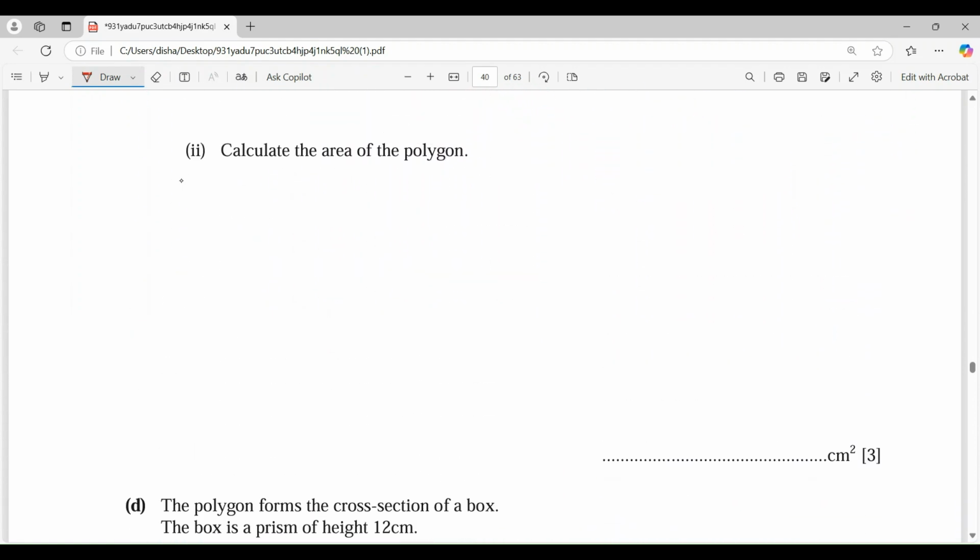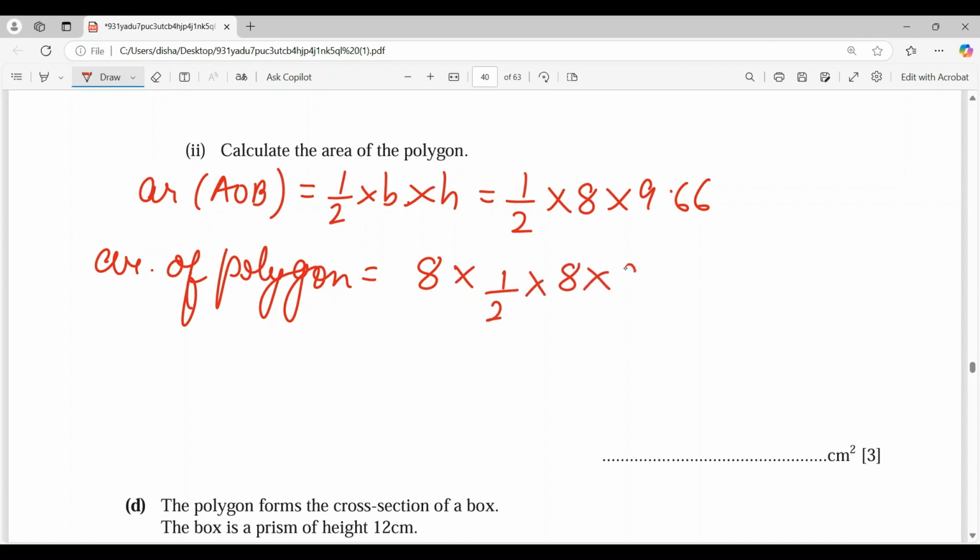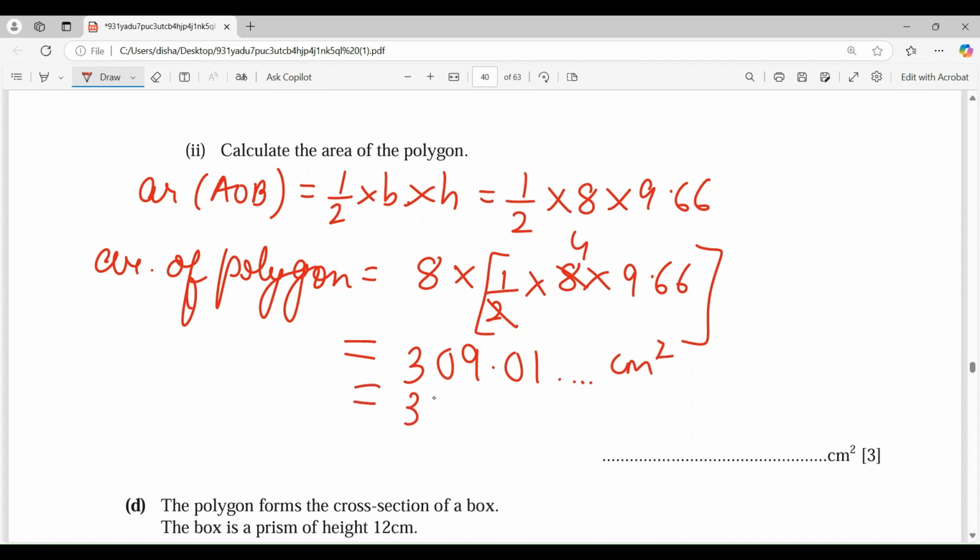So, area of AOB is equal to half base into height. That is equal to half into base 8 into height 9.66. And we have 8 such triangles. So area of polygon will be equal to 8 into half into 8 into 9.66. That is the area of one triangle times 8. When we multiply we get the answer as 309.01 and so on centimeter square. And when I write the answer in three significant places, I'll get 309 centimeter square. So the answer is 309 centimeter square.